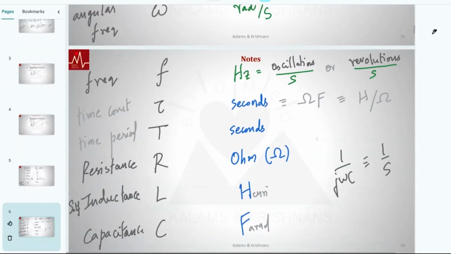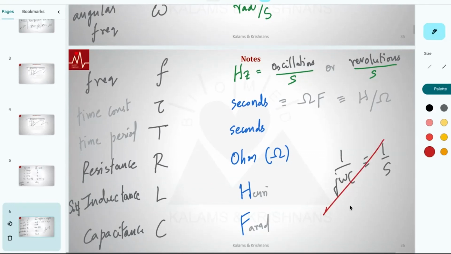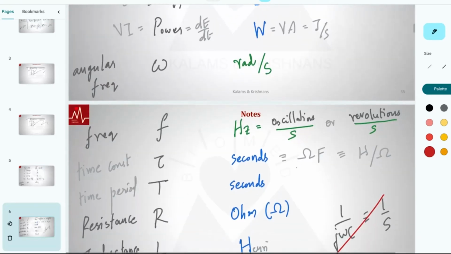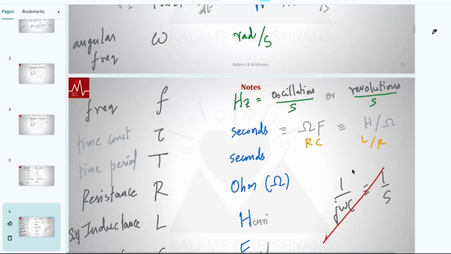No, 1 by j omega C is not 1 over second. This is incorrect. 1 by RC will be 1 over second. RC is second, right? I put that here. Notice, this is essentially RC. This is L over R. That corresponds to actually second. Okay, this won't be 1 over. You get a clear answer? This essentially has units of ohm, a resistor.